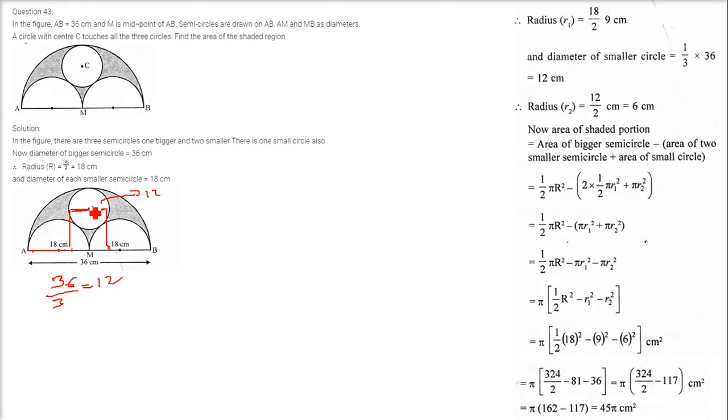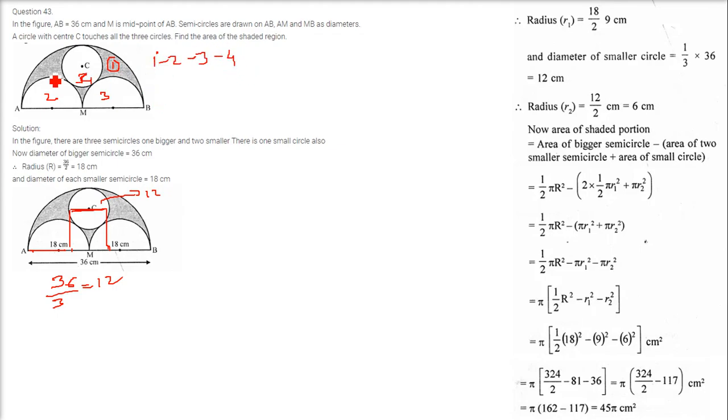In order to find out the area of the shaded region, first we will find out the area of the semicircle, that is the bigger one, that is this one. Then we will subtract these 2 and 3, which are exactly similar, and this 4. So 1 minus 2 minus 3, minus 4.